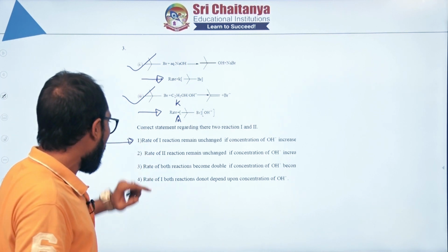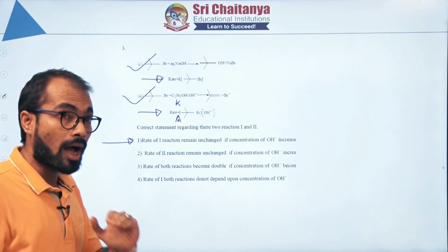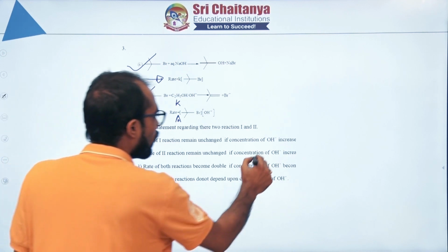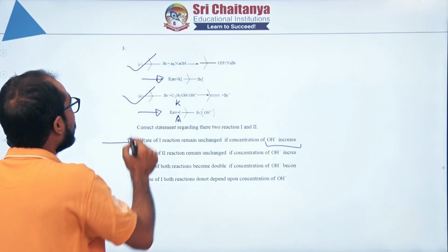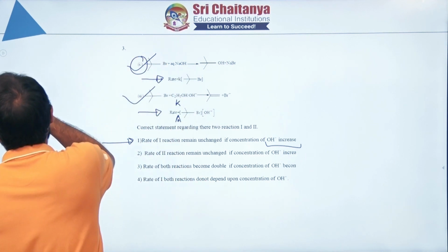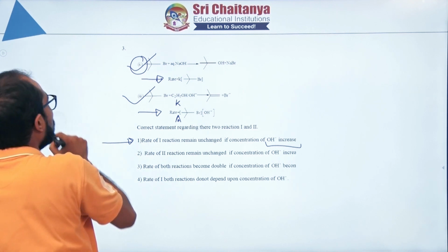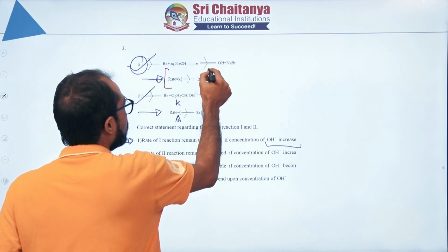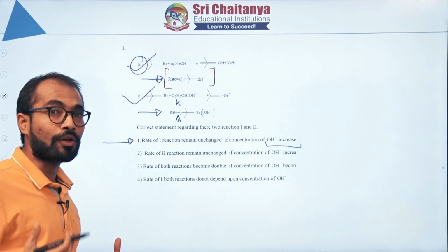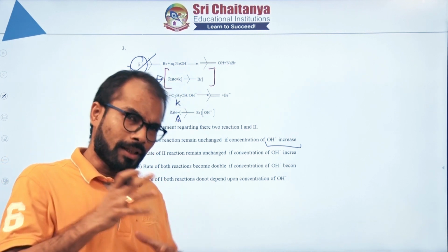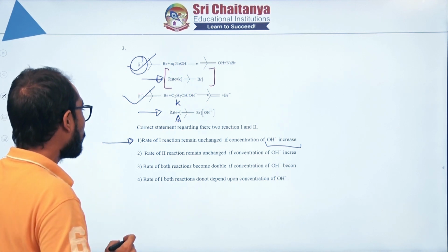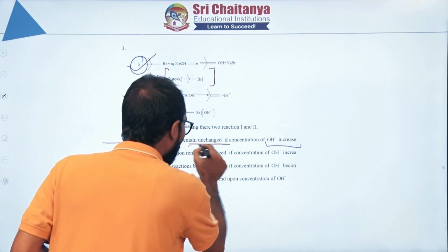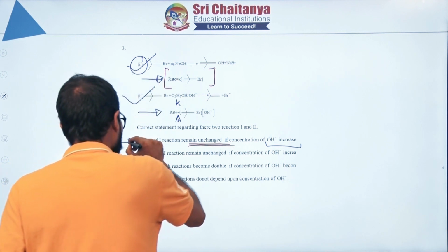The first statement: the reaction rate of 1 remains unchanged if the concentration of OH minus increases, right? So let us look at the rate of reaction 1. This is my reaction 1. And you can see this is the rate, and we don't see the concentration of OH minus there, right? So with respect to OH minus, the rate is not affected for 1. Yes, it will remain unchanged. So this is correct.